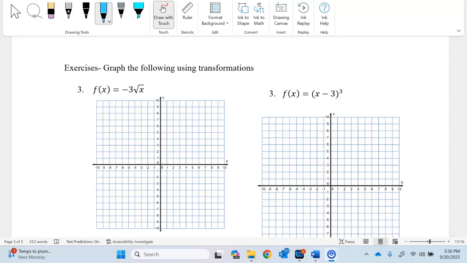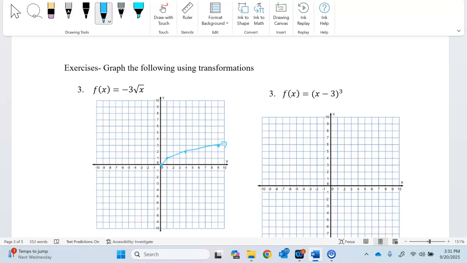Let's see if we can graph these without really plotting points. Okay, so I'm going to use the method of graph your parent function and then do the transformation. So this is a root function, so the parent function is the root function. I'll use light blue for my parent functions. So square root of 1 is 1, square root of 4 is 2, square root of 9 is 3, just to get a decent accurate graph.